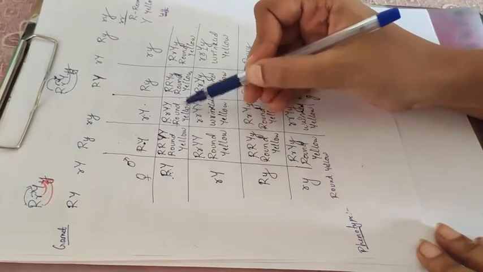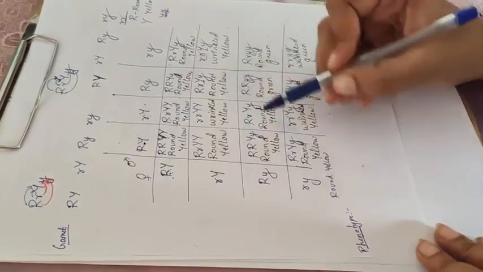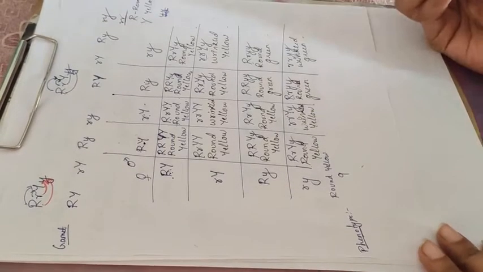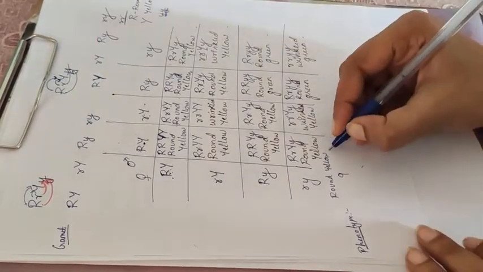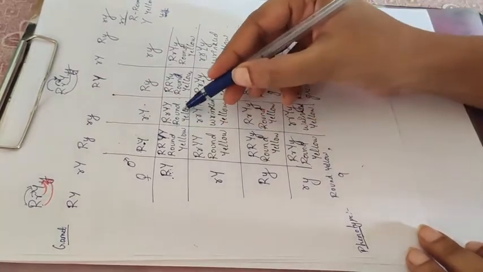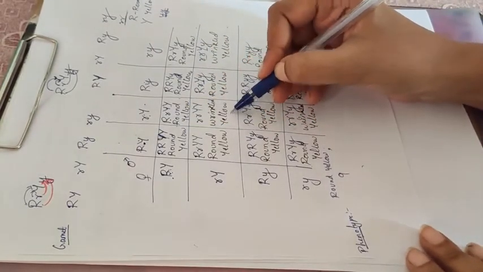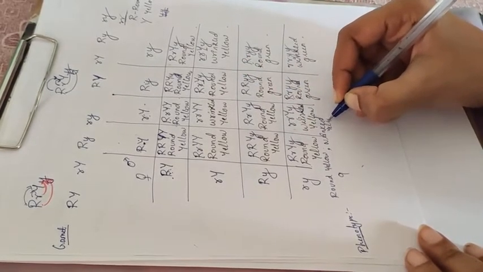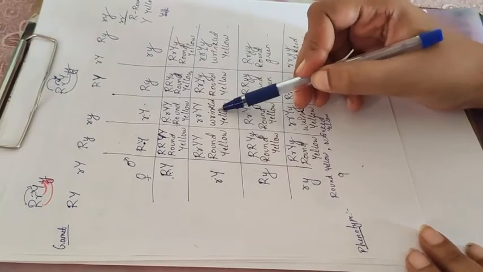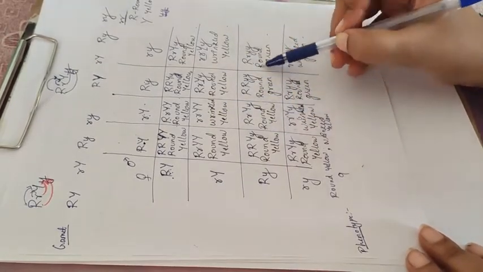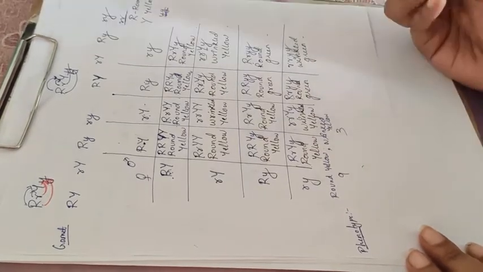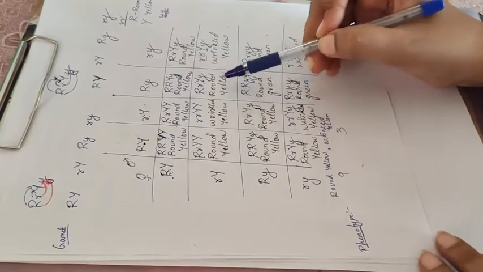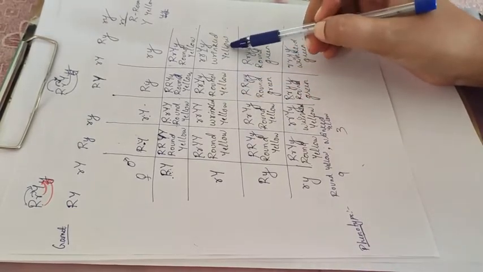Count 1, 2, 3, 4, 5, 6, 7, 8, 9. Nine of them are round yellow. Now, we have finished round yellow. Next character is wrinkled yellow. How many are wrinkled and yellow? This is 1, 2, 3. It is 3. We have finished round yellow. We have also finished wrinkled yellow.